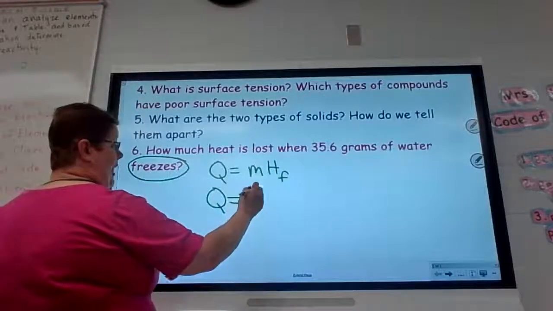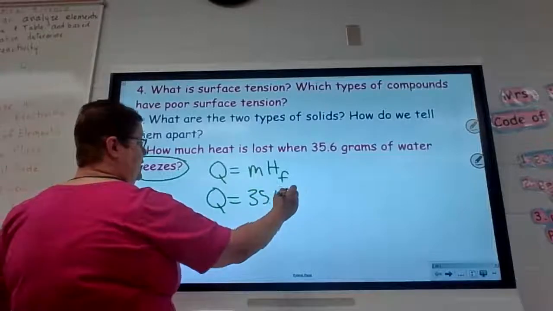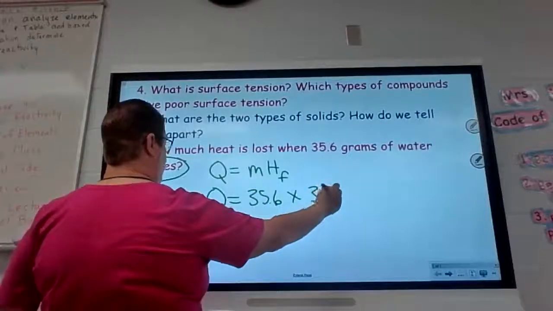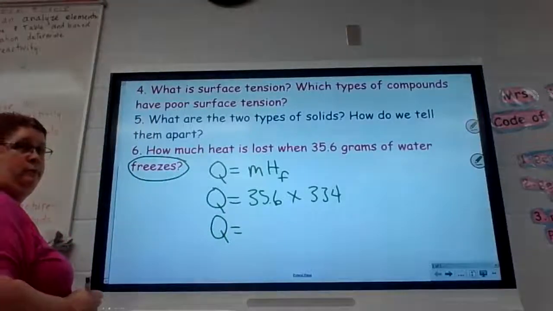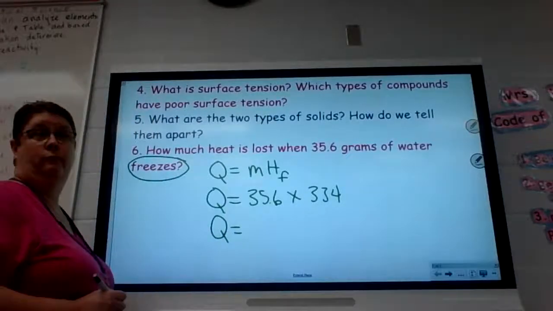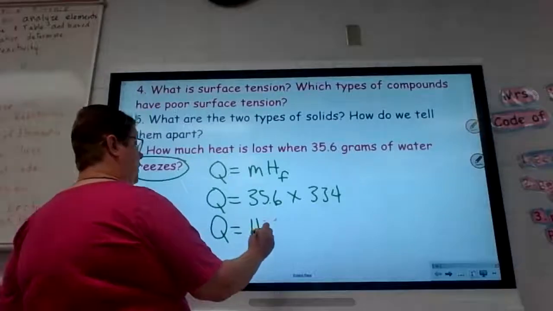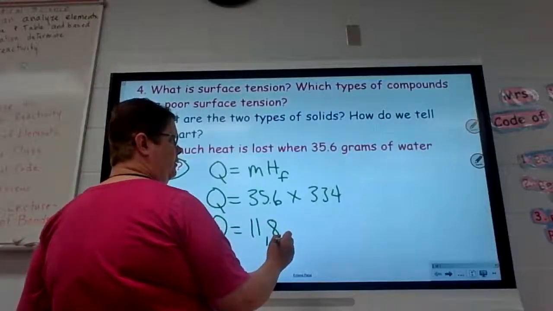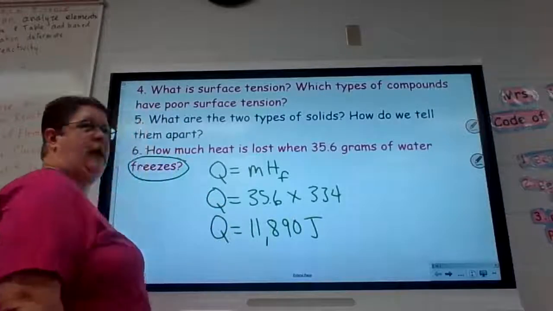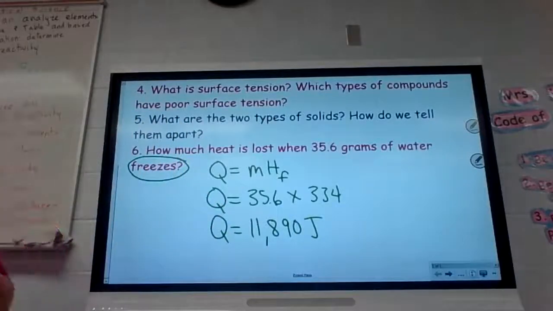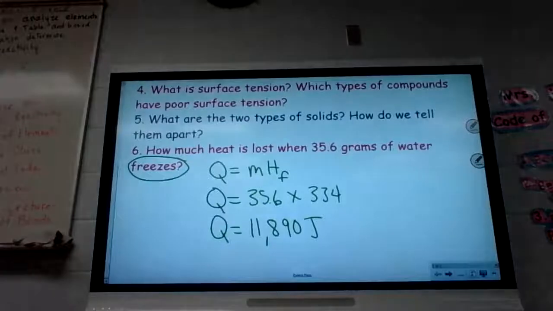Q equals our mass, which is 35.6, times Hf, which is 334. So what is our Q? 11,890 joules. If you put 94, it's fine. I didn't hear that, so I just wrote 90. Oh, 90.4, I just dropped it.